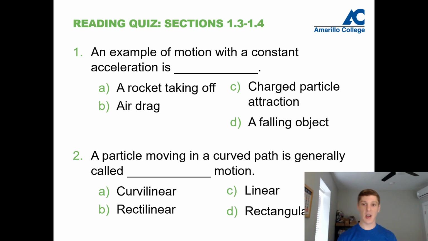Okay, so the second question is, a particle moving in a curved path is generally called curvilinear motion. So we had rectilinear motion, which was motion in a straight line, and we covered that last week. Curvilinear motion is the motion that we use for moving within two planes or moving in a 2D kind of problem situation.